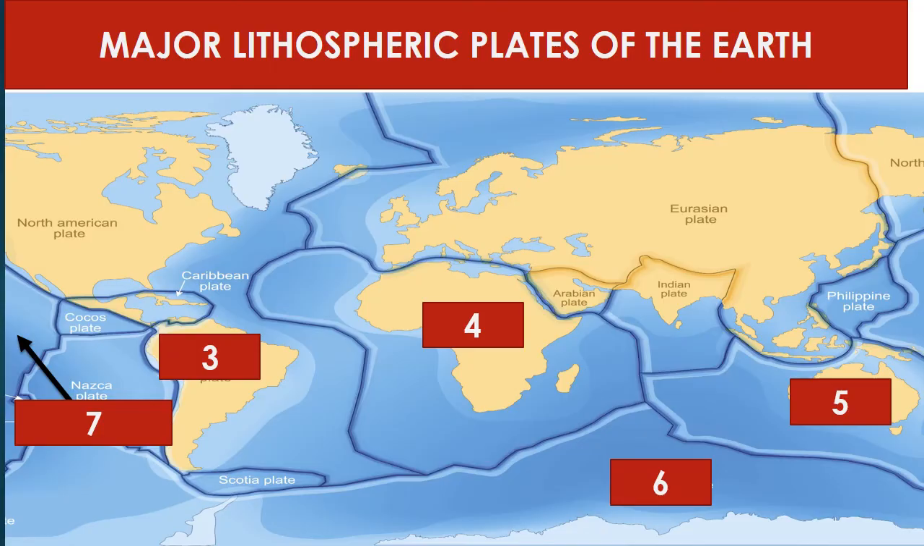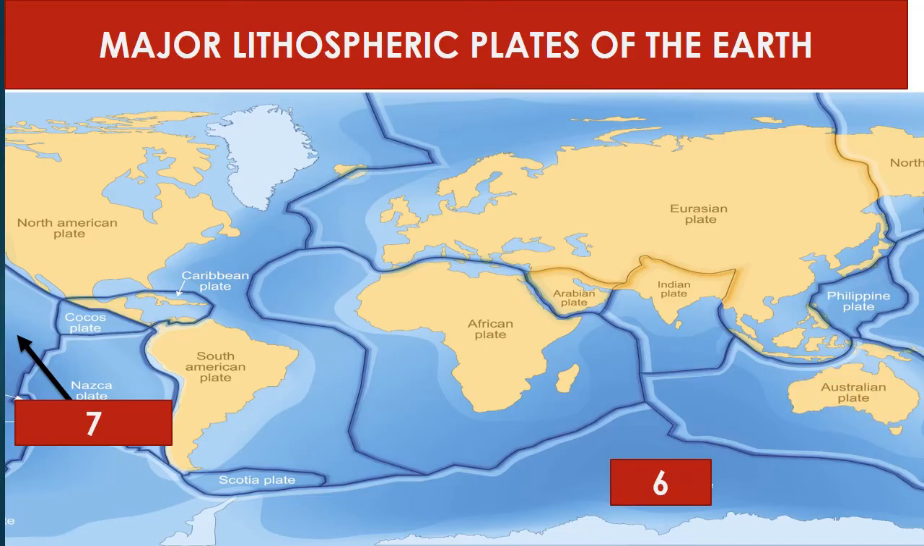Number 3 is the South American Plate. Number 4 is the African Plate. And number 5, the Australian Plate. Number 6, the Antarctic Plate. And number 7 is the largest oceanic plate of the Earth, and it is the Pacific Plate.